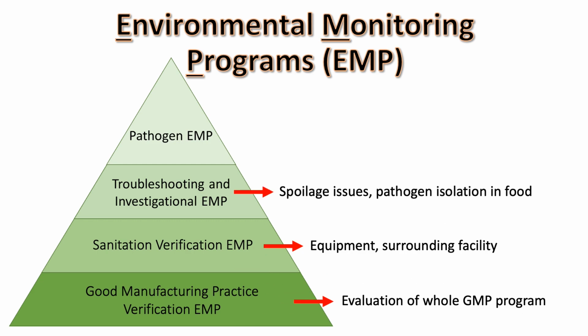Troubleshooting or investigational EMPs might be used to identify the root cause of a spoilage issue, or could be employed after a pathogen isolation in your finished product. The most specific EMP is the Pathogen Environmental Monitoring Program. This type of program is particularly important when environmental pathogens are a known or reasonably foreseeable biological hazard in your food product.